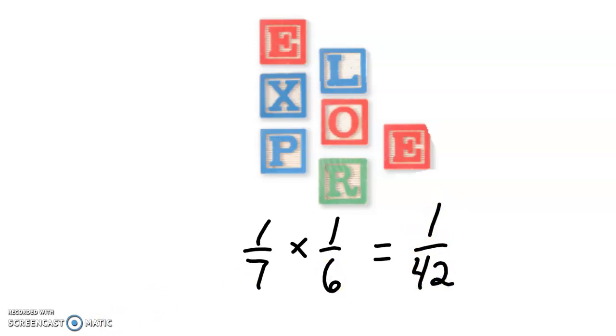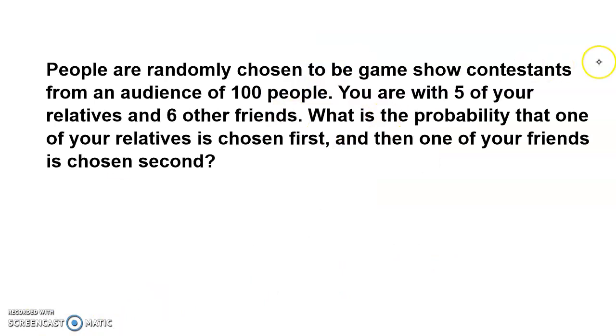All right. Real world application. You're on a game show. Woo! There's 100 people in the crowd. You're with 5 of your relatives and then 6 other friends. What's the probability that you get a relative chosen first and then one of your friends? Well, it's going to be independent. So, no, I'm sorry, dependent. It depends on who you get the first time. So, you are looking at a 5 out of 100 chance that one of your relatives gets picked. So the relative gets picked.